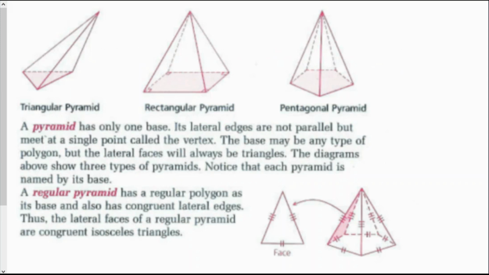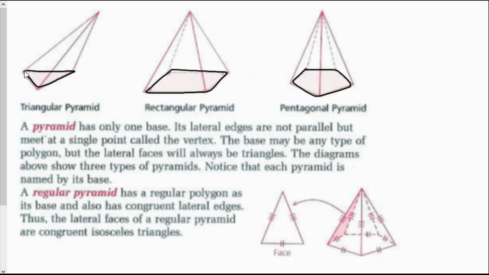The diagrams above show three types of pyramids. Notice a triangular pyramid because my base is a triangle, a rectangular pyramid because the base is a rectangle, and a pentagonal pyramid because the base is a pentagon. Notice that each pyramid is named by its base.